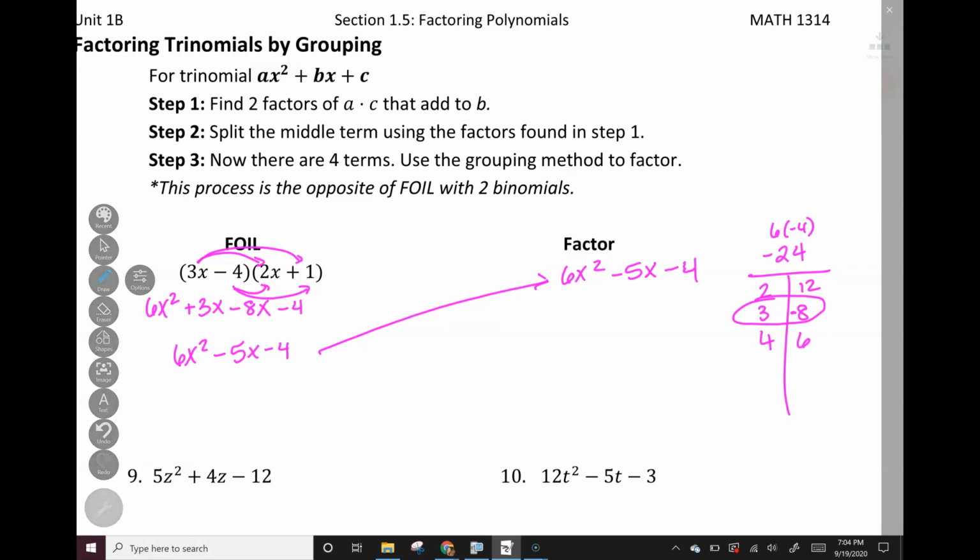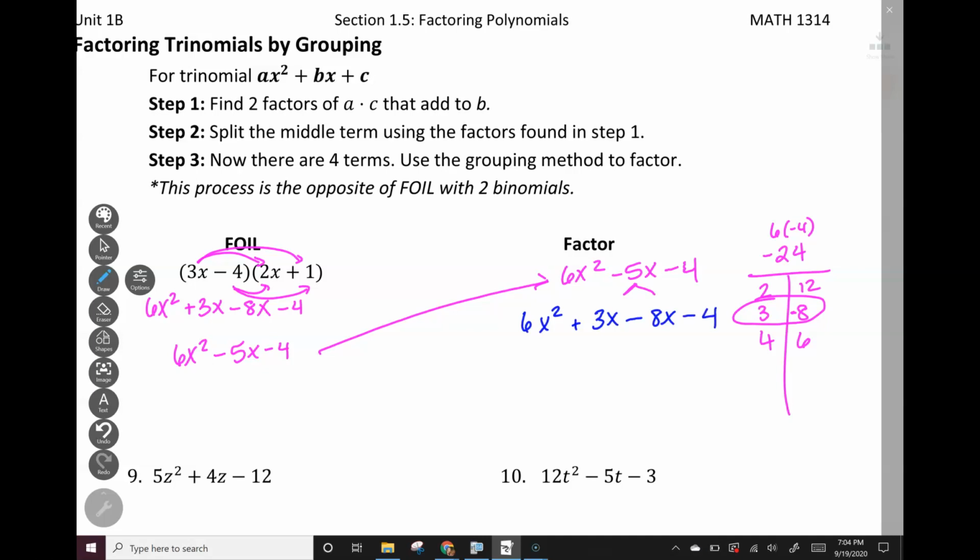Now we want to split the middle term using the factors found in step 1. So we are actually going to split this one up into 3x minus 8x. Do y'all agree that 3x minus 8x would be negative 5x? So those two would be equal. It's equivalent to say that. So now I have 6x squared plus that minus 4.